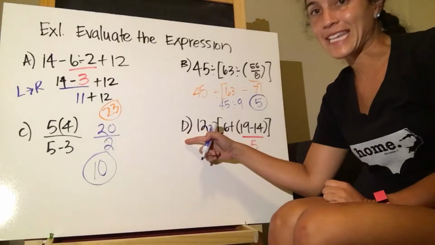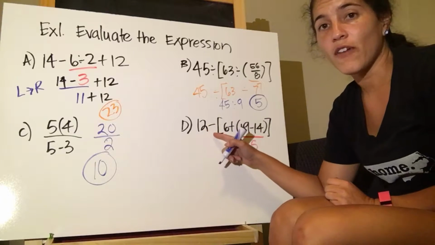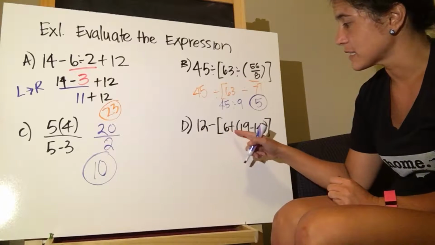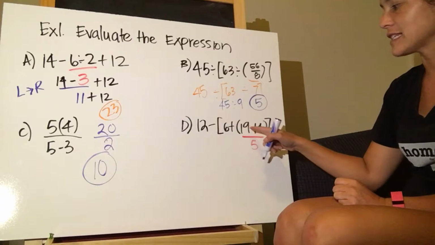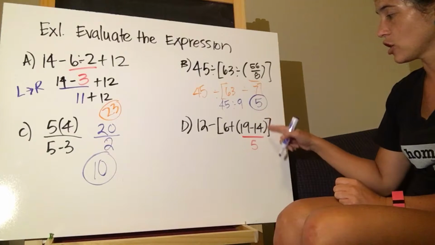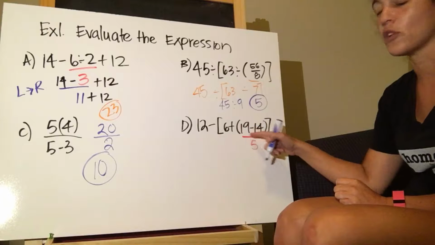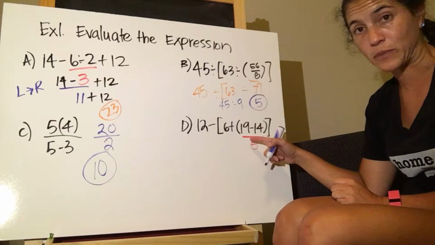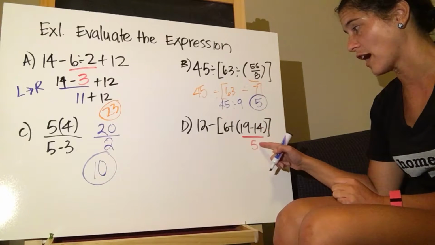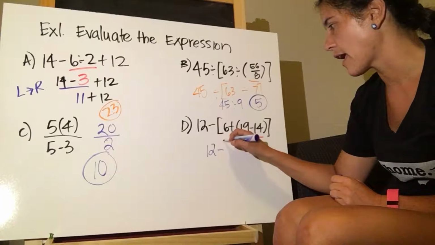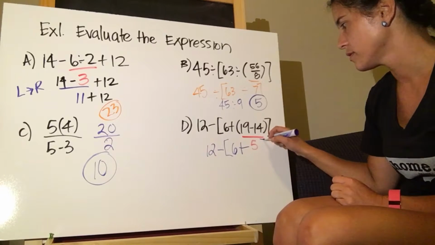All right, example D. 12 minus bracket 6 plus 19 minus 14, close parentheses, close bracket. So I've shown you I'm going to go on the innermost grouping symbols first. 19 minus 14 is 5. And then I bring everything else down.